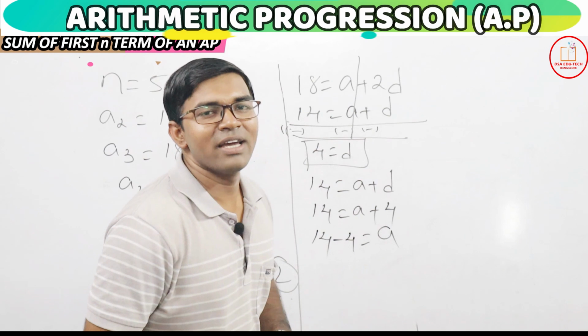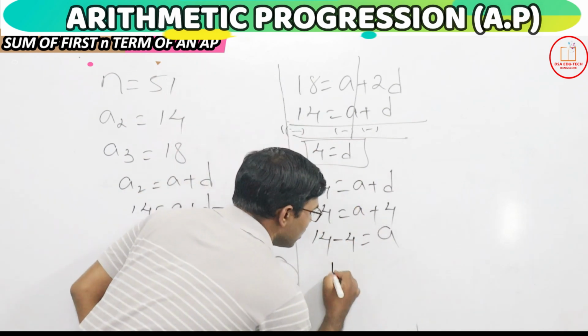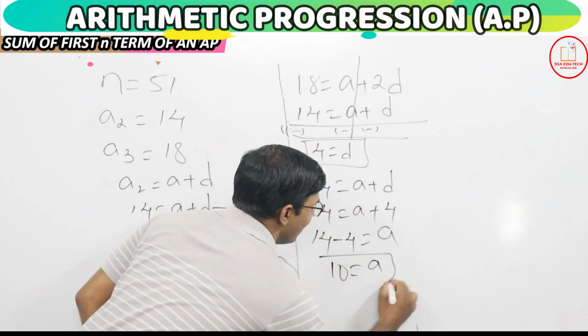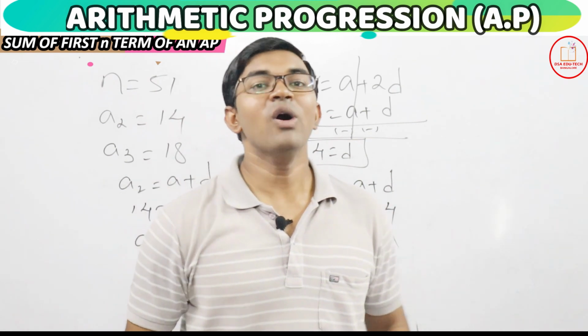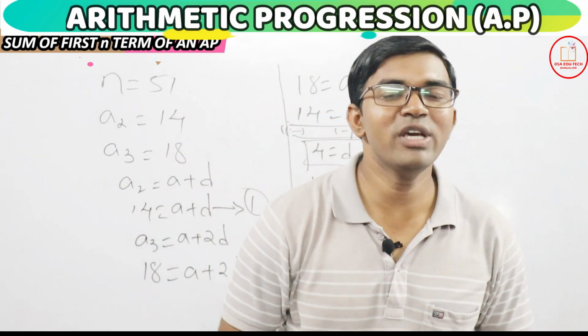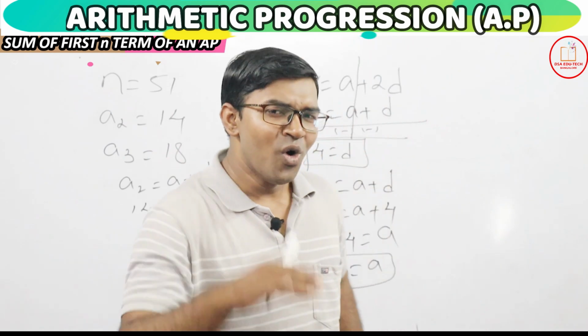Now 14 minus 4 is nothing but 10. So basically 10 is equal to A. So what is the value of A we have now? 10, and the D value is 4. So now we know the value.